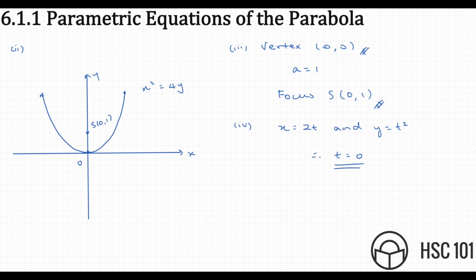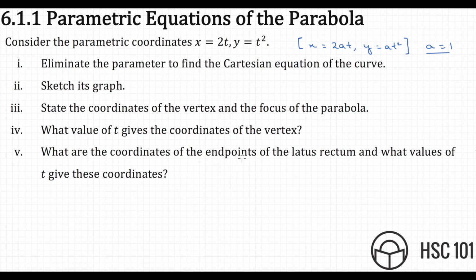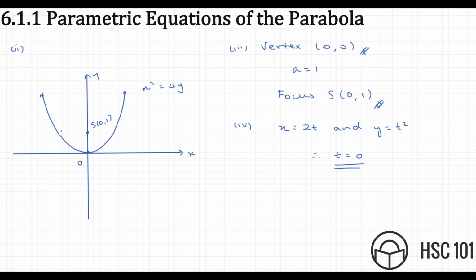Now lastly, for part 5, we want to find the coordinates of the endpoints of the latus rectum and the corresponding value of t. If I come back to the diagram, the latus rectum is simply the chord that passes through the focus and is parallel to the directrix. In this case, it's simply the horizontal line that passes through the focus. Let's call this point A and this point B. To find A and B, I take the equation of the parabola, x squared equals 4y, and let y equal 1. That will give me the corresponding values of x.